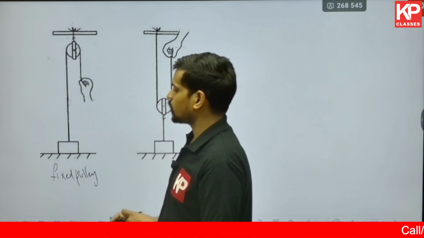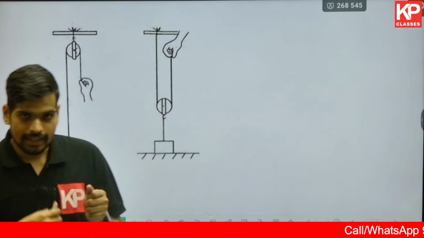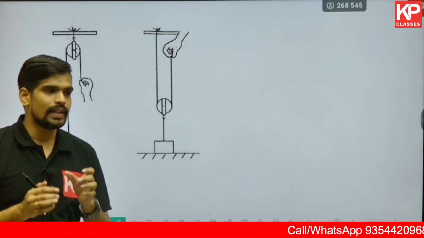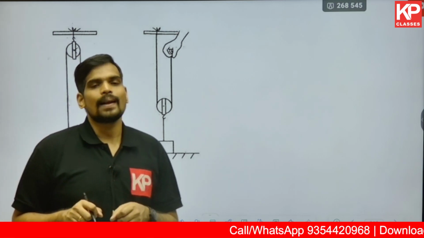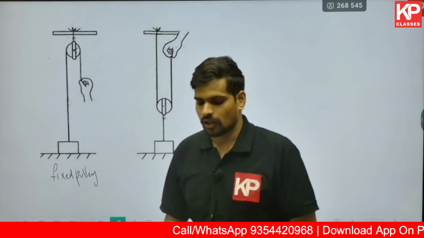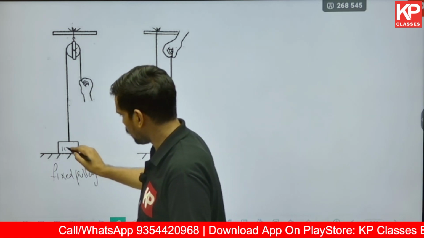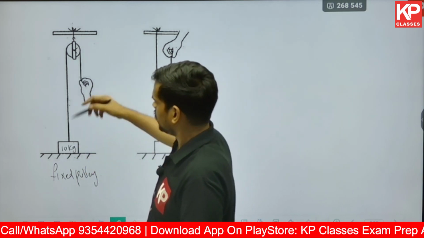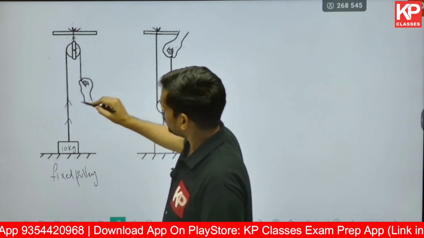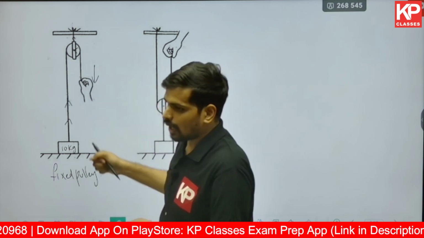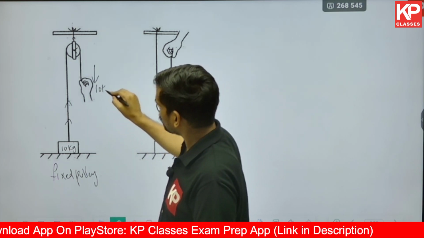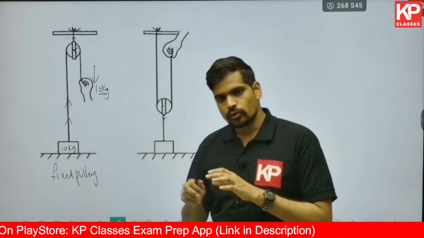Now in this fixed pulley, like the example of lifting water from a well, the force application is the same as the force required without a pulley. For example, let us say this object is 10 kg in weight. To lift up this 10 kg weight, the force you need to apply in the downward direction over here should also be a 10 kg force. It should be of the same quantity.